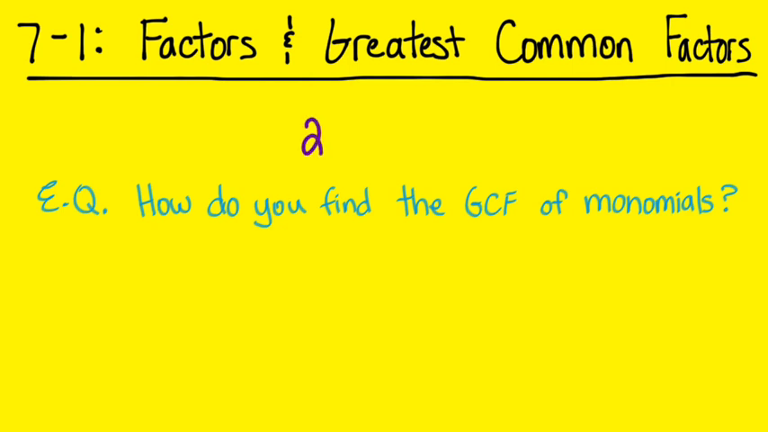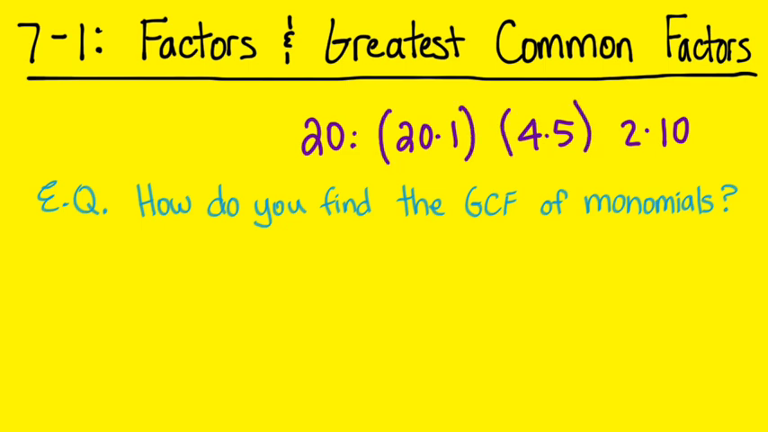20, the things that make up 20 are 20 times 1 and 4 times 5 or 2 times 10. These are all factors, right? This is a factor of the number 20. Just to kind of give you that little warm up of what they are.